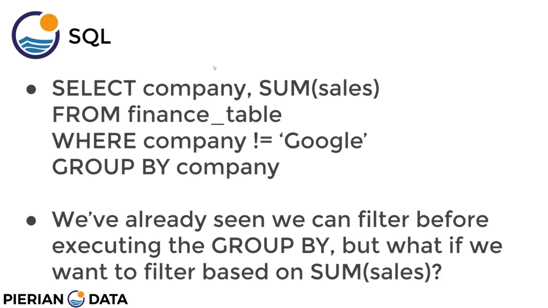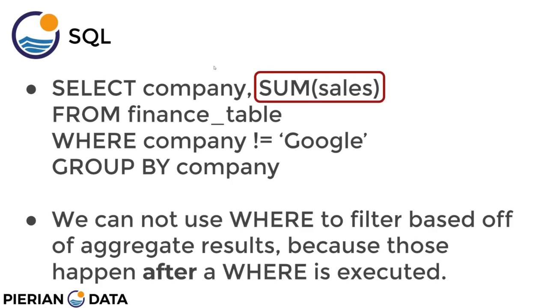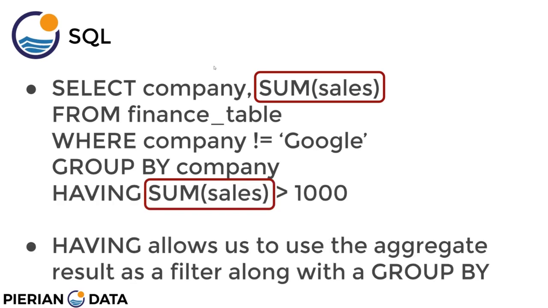But what if we actually wanted to filter based off the sum of sales? Keep in mind that since we're calling sum on sales, that's not going to happen until after that group by statement is executed all the way at the bottom, which means we cannot use where to filter based off aggregate results because those happen after the actual where statement is executed. So if after performing the group by and calculating the sum of sales per company, I wanted to then perform an additional filter on that result based off the sum of sales, I could add the having clause.